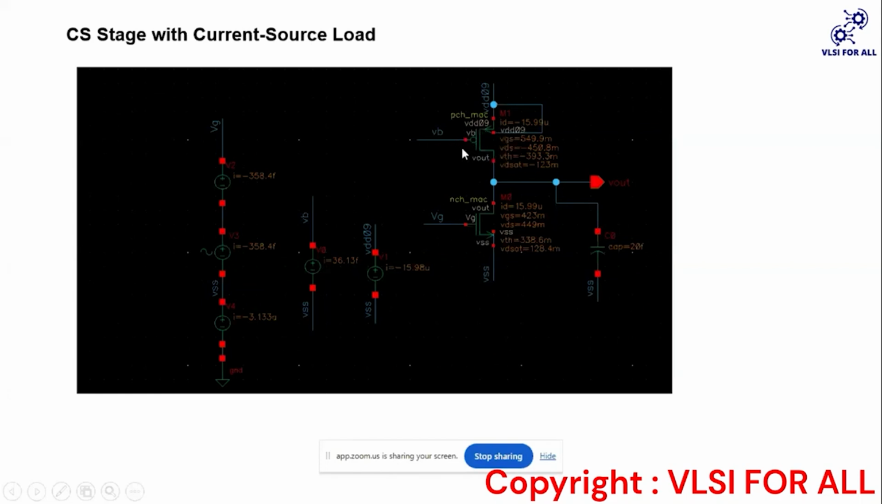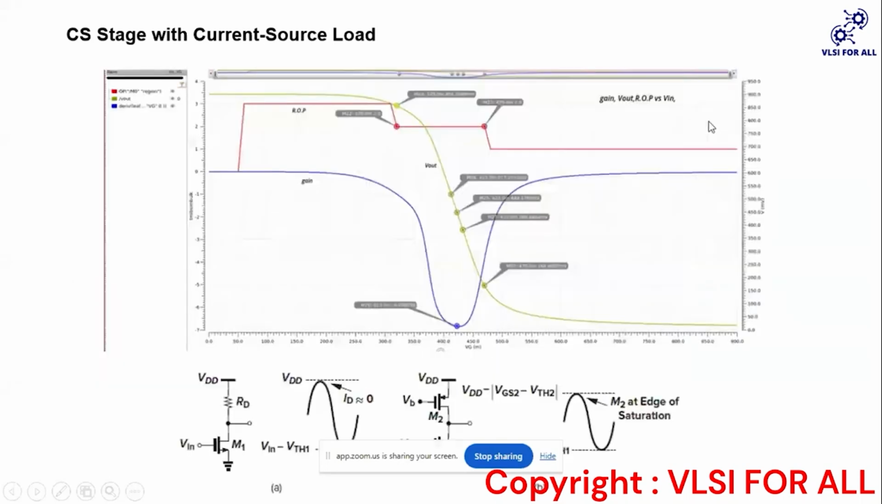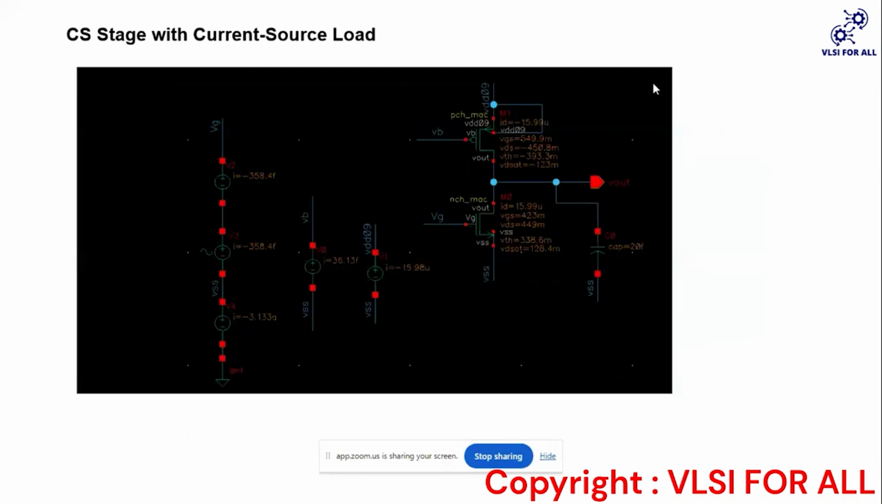Okay, then we are using this as a current source. This MOSFET is in saturation. We will keep the VB so that the MOSFET will be in saturation, right? And as we know, the MOSFET in saturation acts as a current source. Here we will vary this voltage Vin and see the output voltage, how it behaves with the input voltage, and we will see the gain, the region of operation for this circuit, and the output swing.